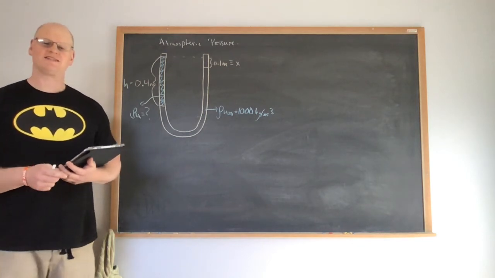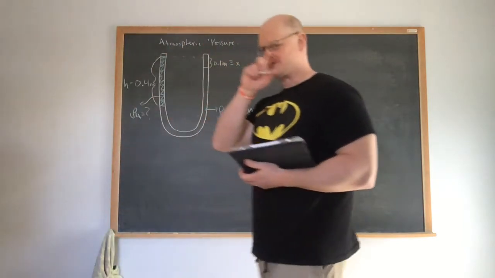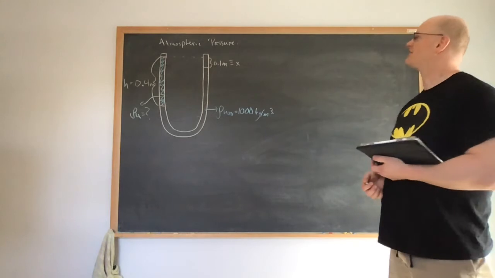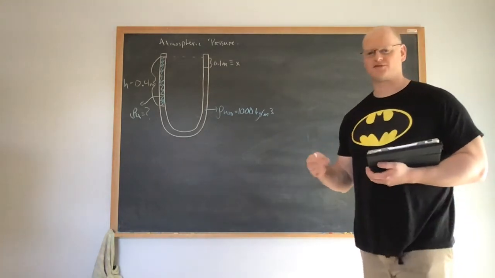Okay, so now that we have seen stationary fluids, i.e. Pascal's Principle, pressure versus depth, and Archimedes, let's look at some examples and see how these things actually work. The first example we're going to look at is for pressure versus depth.